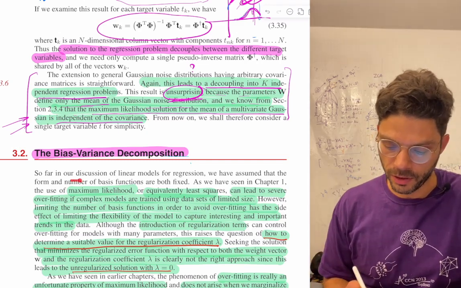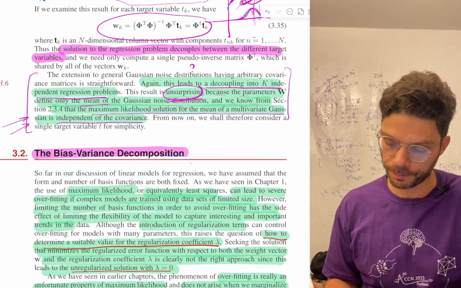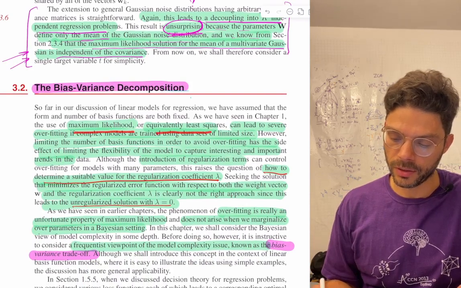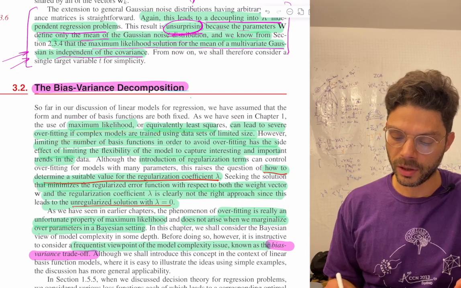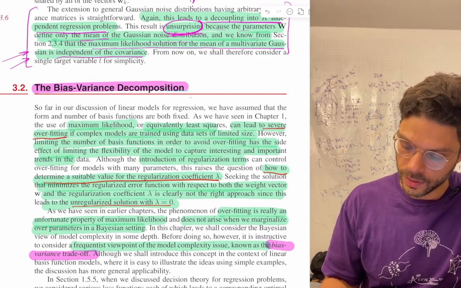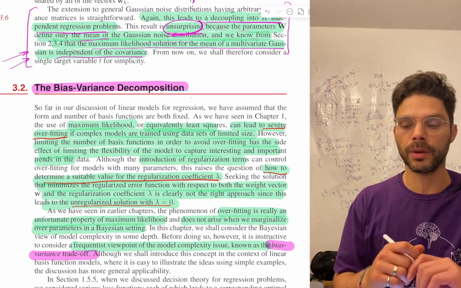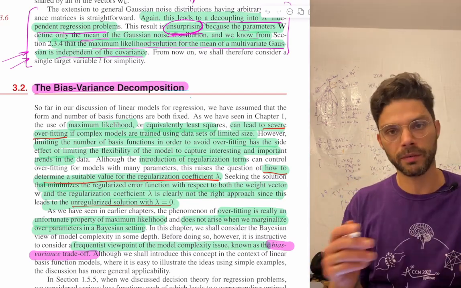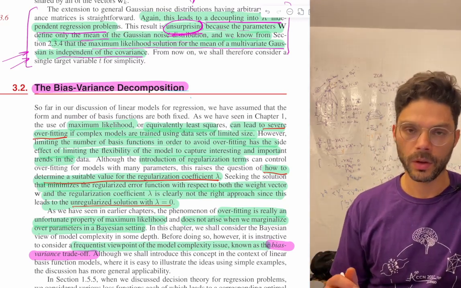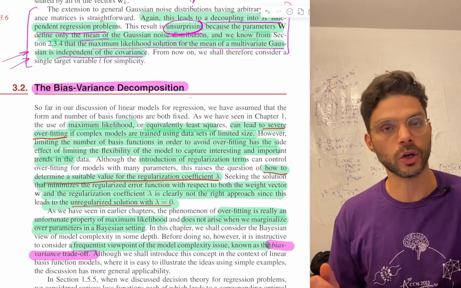Okay, so now it says, so far in our discussion of linear models for regression, we have assumed that the form and number of basis functions are both fixed. And as we have seen in chapter 1, the use of maximum likelihood or equivalent least squares can lead to severe overfitting if complex models are trained using data sets of limited size, right? So remember that was the example where we had 9 points and we're fitting a 9-point polynomial through them, and yes, it fit every single point perfectly, but then when we sampled new points, the predictions were really way off. Or conversely, we had a very simple model that didn't fit those points very well, but then it didn't jiggle too much for a new data set.